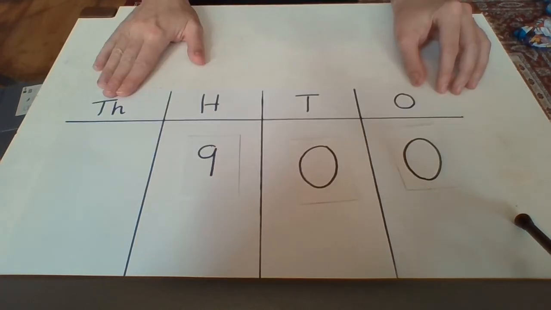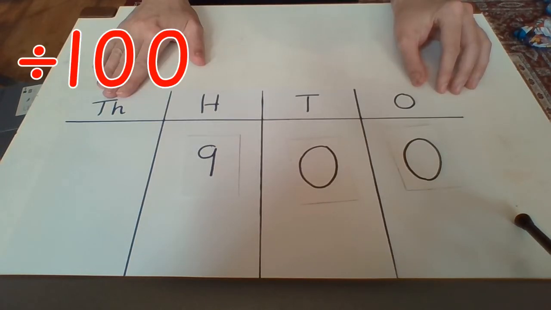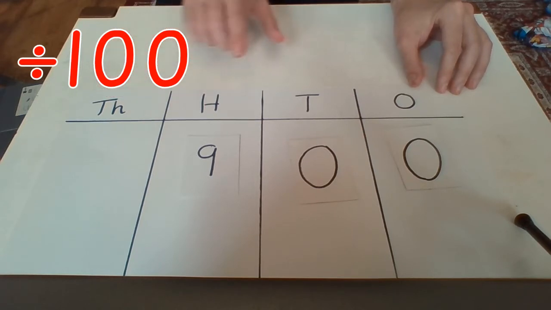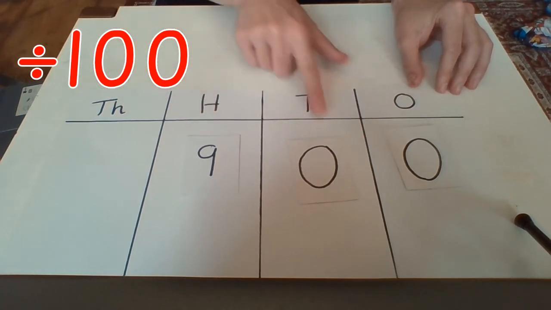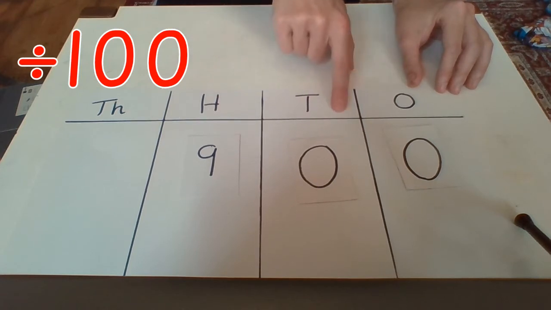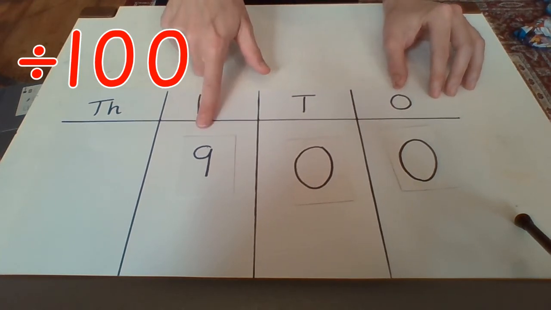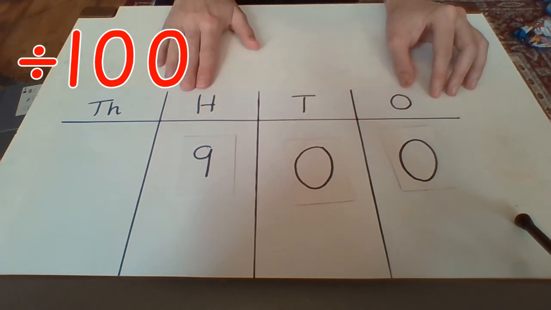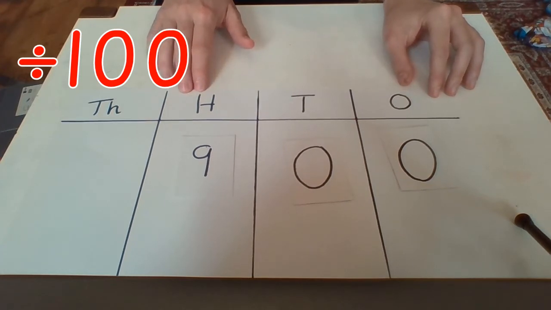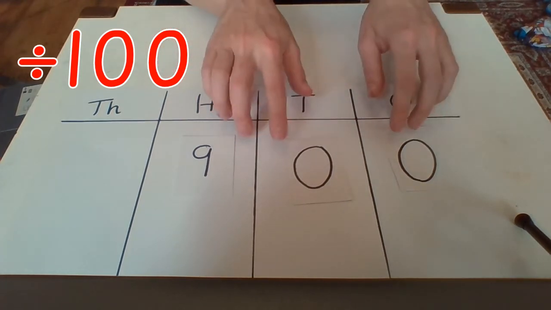Now we're going to look at dividing by 100. So if you remember, to multiply by 100 we make 2 jumps up the chart. To divide by 100 we make 2 jumps down the chart. So looking at my number here, 900, I want to divide by 100. I'm going to move the whole number 2 jumps down the chart.